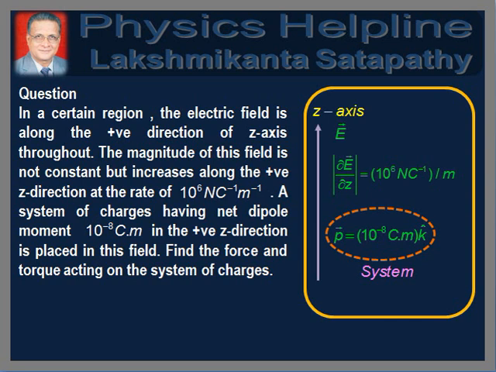In a certain region, the electric field is along the positive direction of z-axis throughout. The magnitude of this field is not constant but increases along the positive z direction at the rate of 10^6 Newton per Coulomb per meter. A system of charges having net dipole moment 10^-8 Coulomb meter in the positive z direction is placed in this field. Find the force and torque acting on the system of charges.